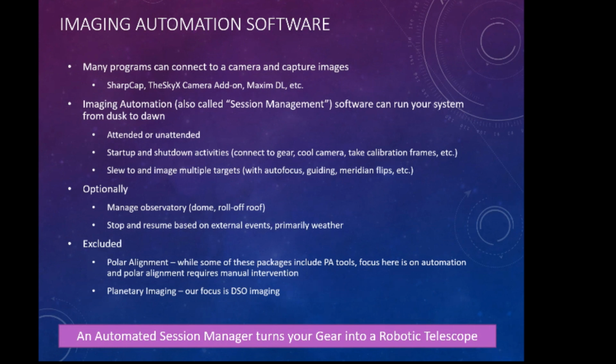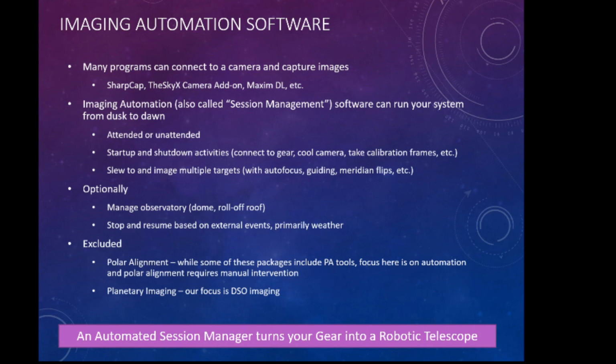I don't include polar alignment as a requirement to get on this list because, as far as I know, none of these will completely automate polar alignment, including adjusting your azimuth and altitude on your mount, unfortunately, because those are usually manual adjustments that you have to make. And we're also talking about DSOs, deep space objects here. We're not talking about planetary imaging.